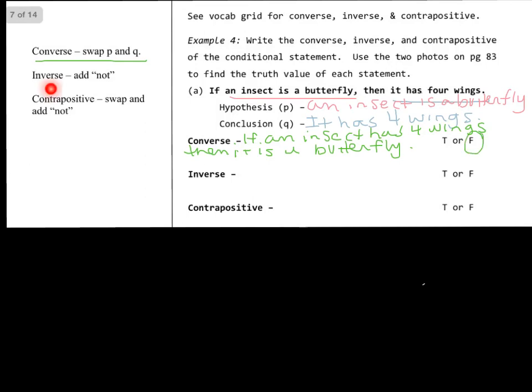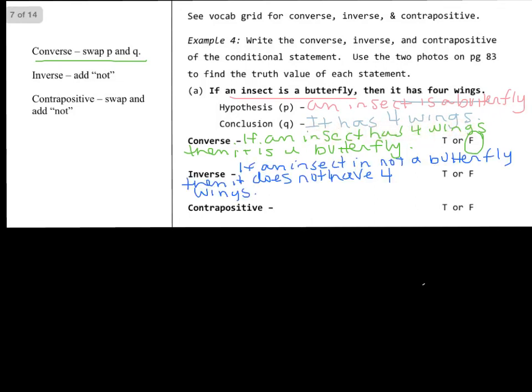Now to write your inverse, you're going to add the word not. So I'm going back to my original P and Q to write my inverse. So if an insect is not a butterfly, then it does not have 4 wings. So we're trying to determine if our inverse is true or false. So if an insect is not a butterfly, then it does not have 4 wings. Well, can you come up with a counterexample?